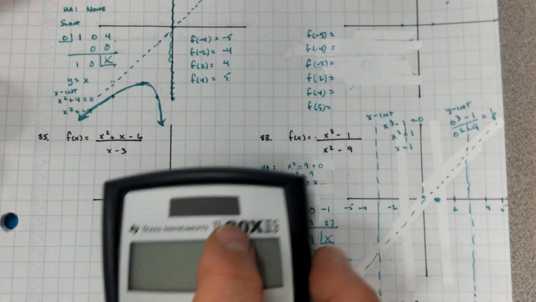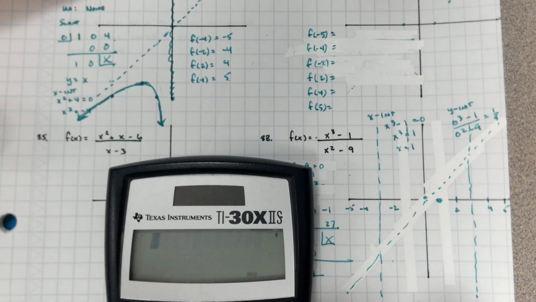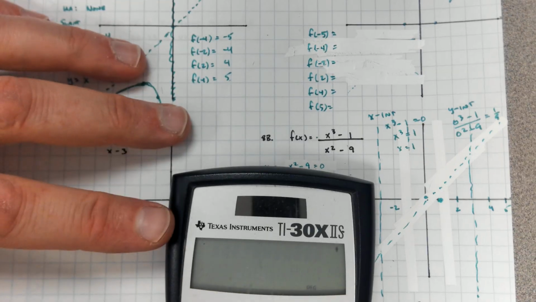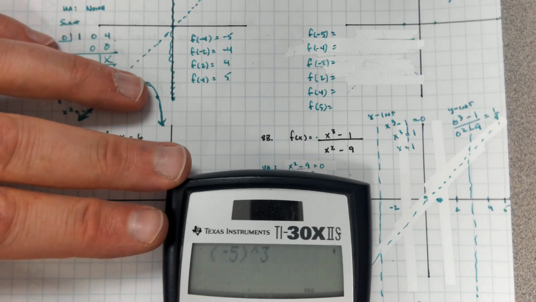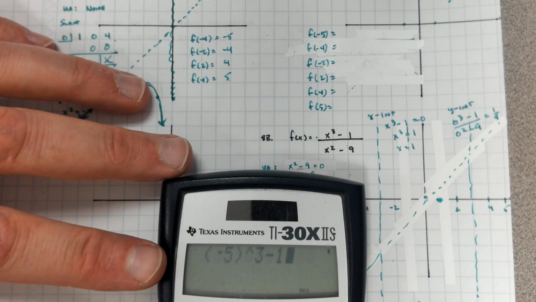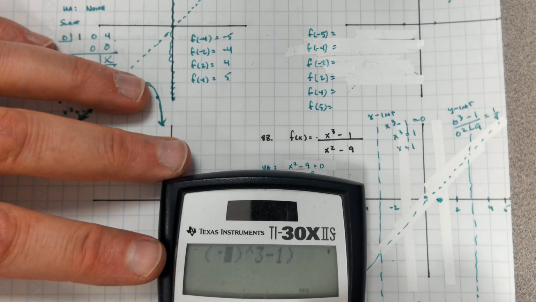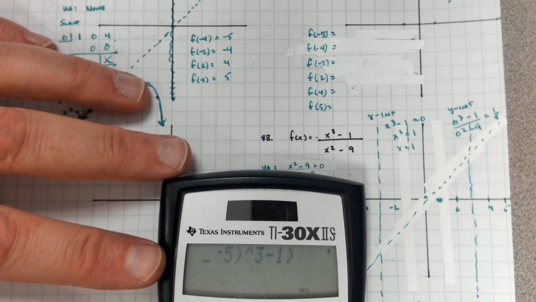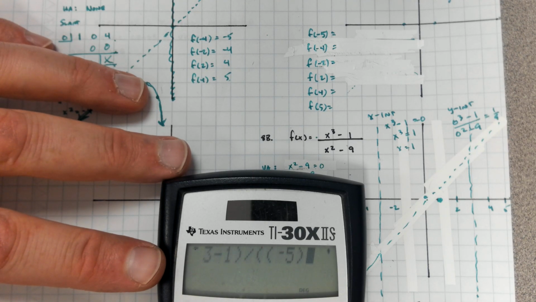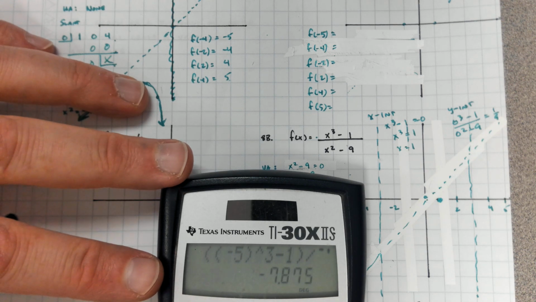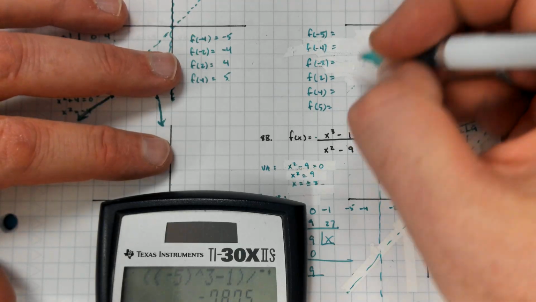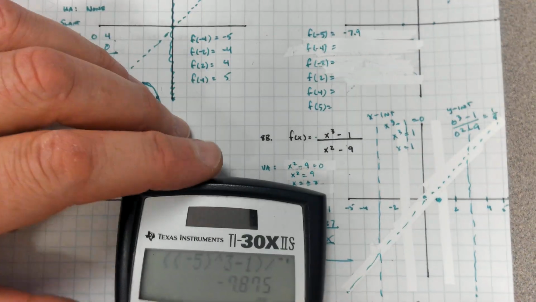Alright, so when I plug this into my calculator, I'm going to get x to the third. So we'll start with negative 5 to the third minus 1. I need parentheses around that whole thing. Second inverse parenthesis. Okay, now divide by parenthesis, negative 5 squared minus 9, close parentheses, equals. So that's like negative 7.9. And plug in negative 4.